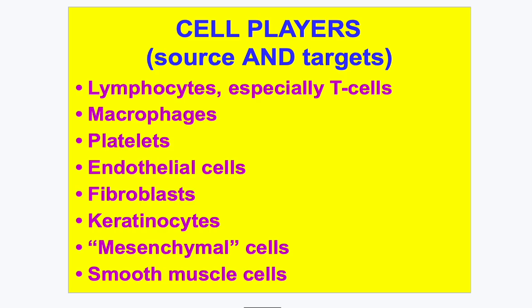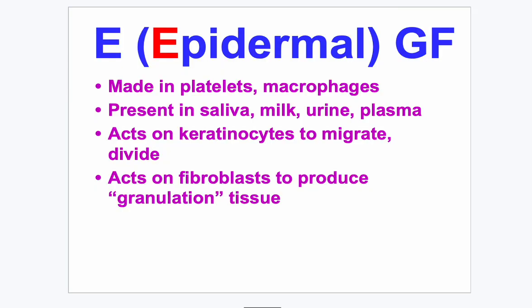Okay, so what are the cell players, no, the source and their targets, no? It can be your lymphocytes, especially your T cells, macrophages, platelets, endothelial cells, fibroblasts, keratinocytes, mesenchymal cells, and smooth muscle cells. So for each growth factor, no, kailangan malaman mo saan siya ginawa, anong gagawin niya, at saan siya papunta. Okay? So minsan naman yung pangalan niya is very, very suggestive.